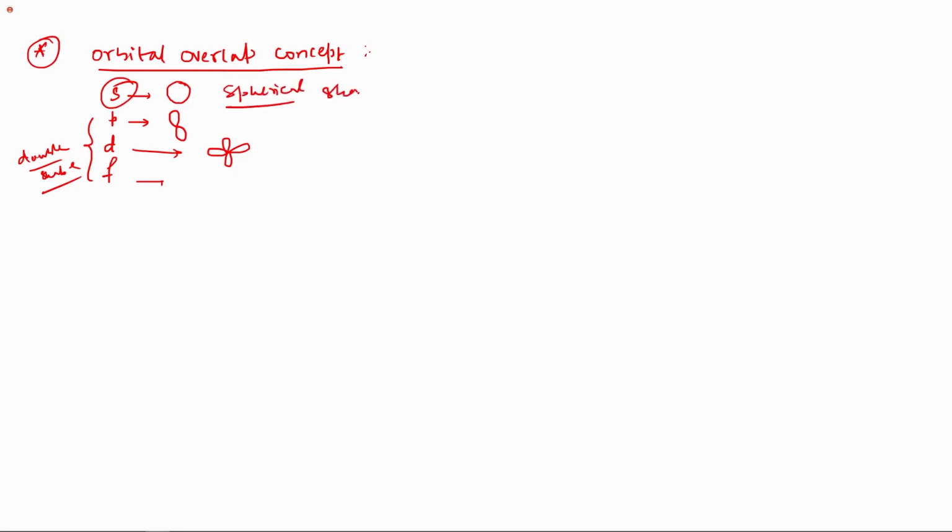Okay, so the term overlap is coming. Orbitals overlap. Suppose s and p, two orbitals can overlap. Before going to this overlap, you have to know first of all about the s orbital.